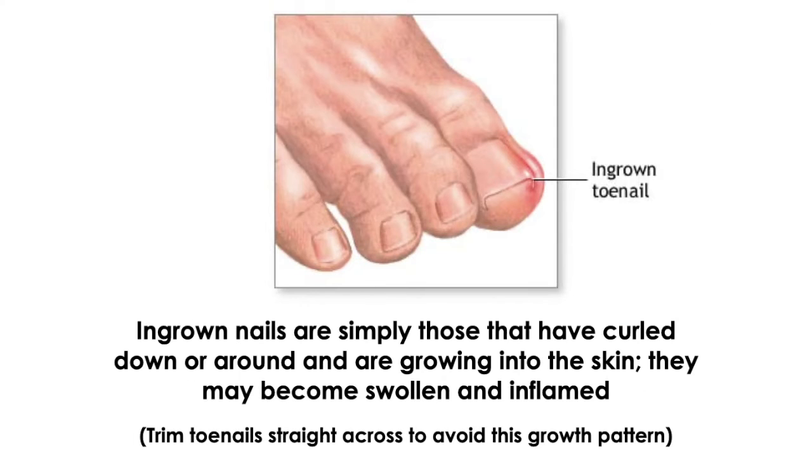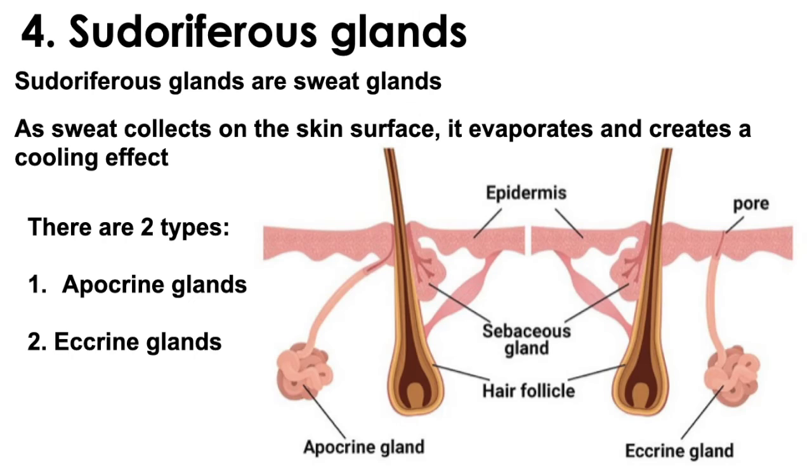If we have an ingrown toenail, the toenail will curve on the outsides into the flesh, into the skin, and this can cause the skin to become swollen and inflamed. That's why it's important to cut the nail across, not curved, but straight across.